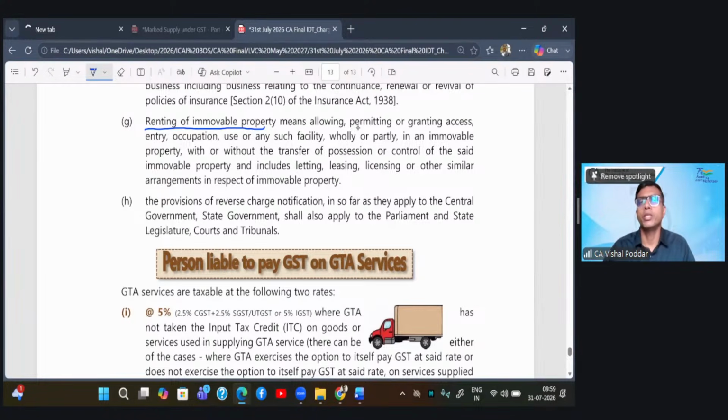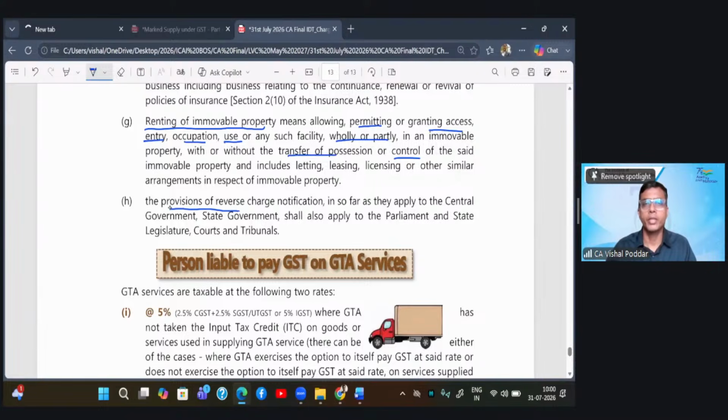Next, what is renting of immovable property? It means all these things: permitting or granting access, or allowing entry or occupation or the use, whether wholly or partly, with or without transfer of possession and control. We all know this is the meaning of renting, but they have clarified it.